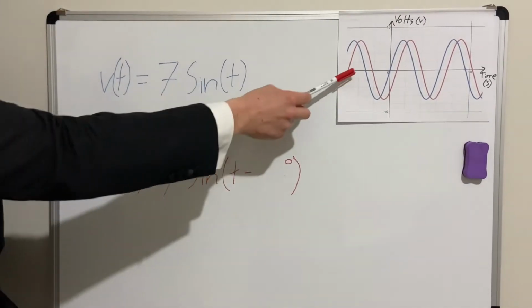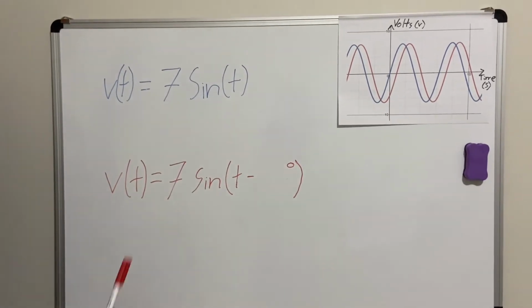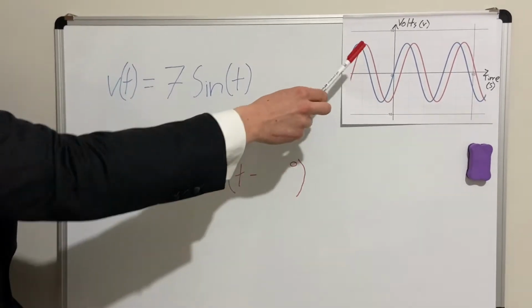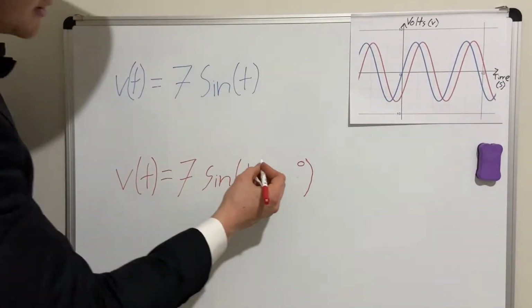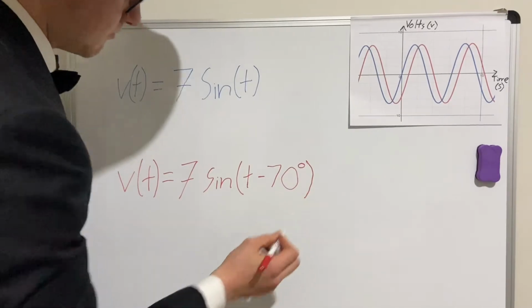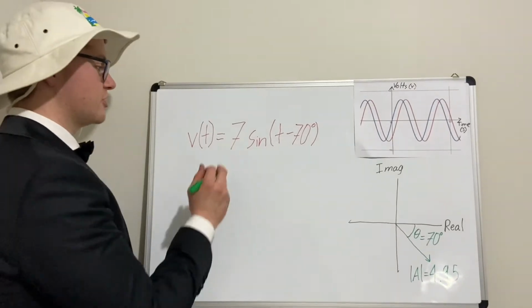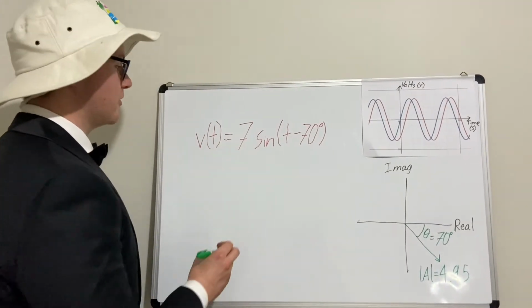Now, you can see here in the blue, we have a basic sine wave with an amplitude of 7. In the red, we have another basic sine wave. However, it is shifted to the right by 70 degrees. Now I will show you how to represent this equation in polar format.